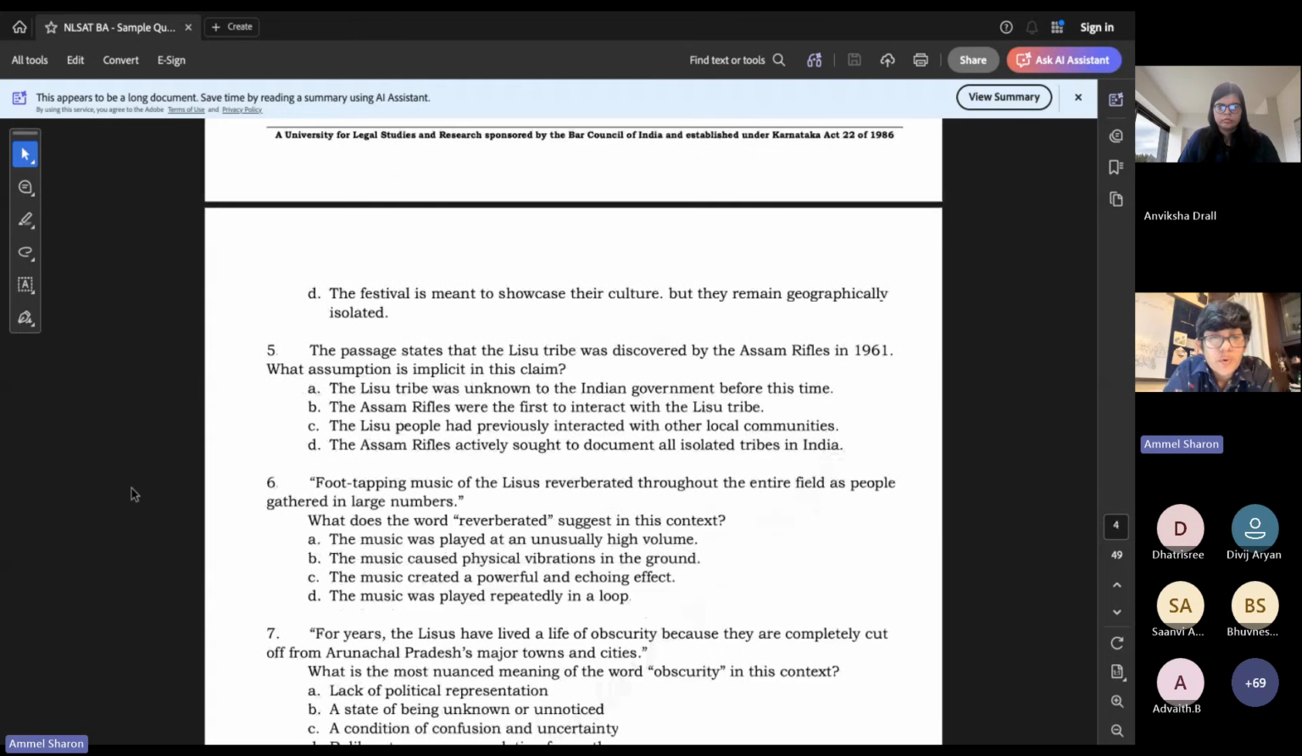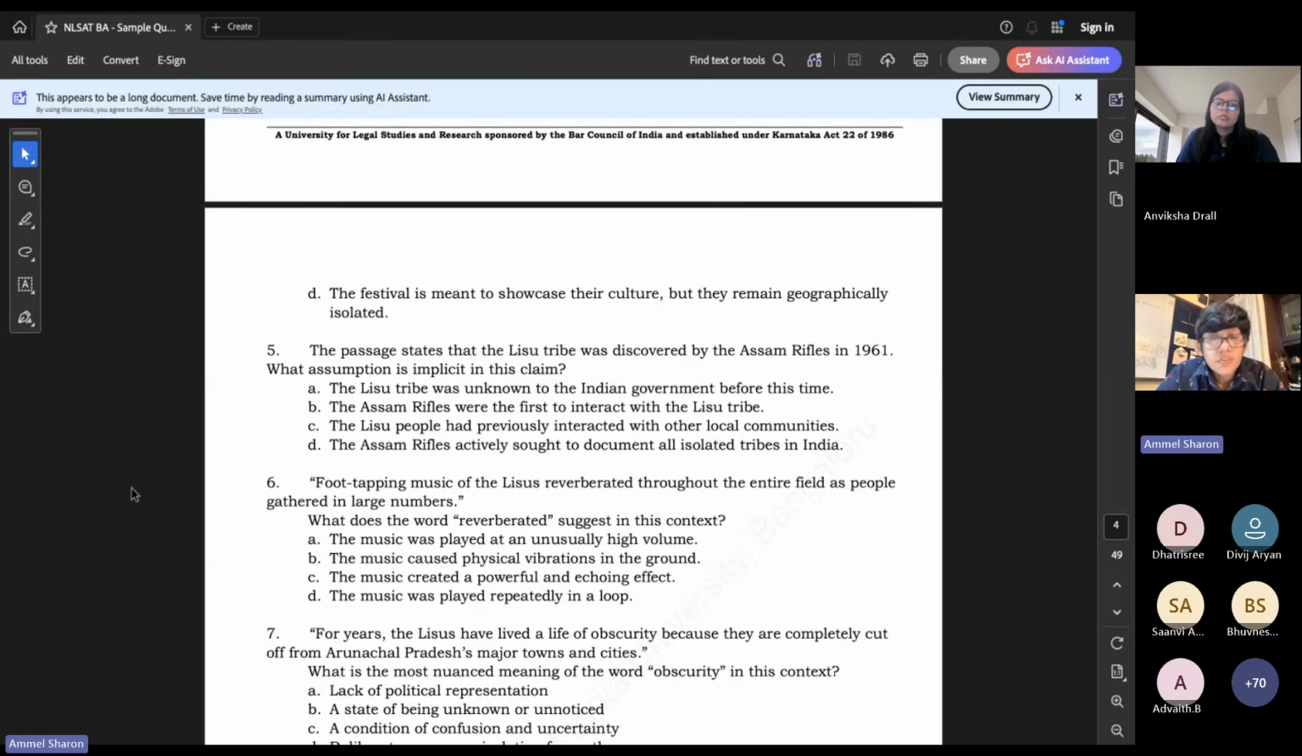The next one, the passage states that the Lisu tribe was discovered by the Assam Rifles in 1961. What assumption is implicit in this claim? So you might find that there are several options that come close to the right answer, but remember here there is one right answer, so you need to be able to think about this carefully. The Lisu tribe was unknown to the Indian government at the time. That may be one of the possibilities.